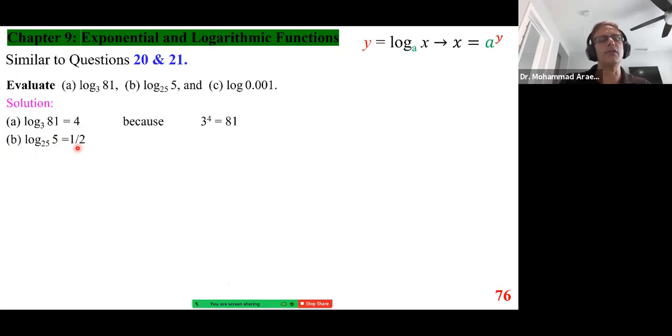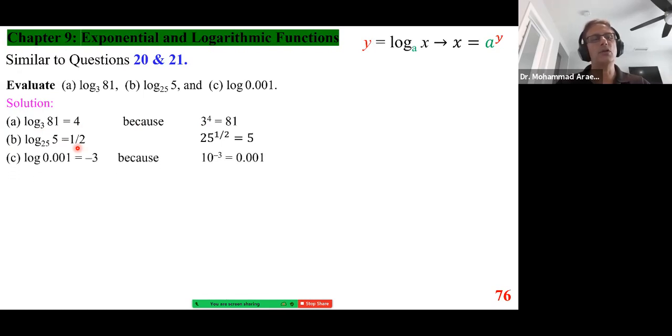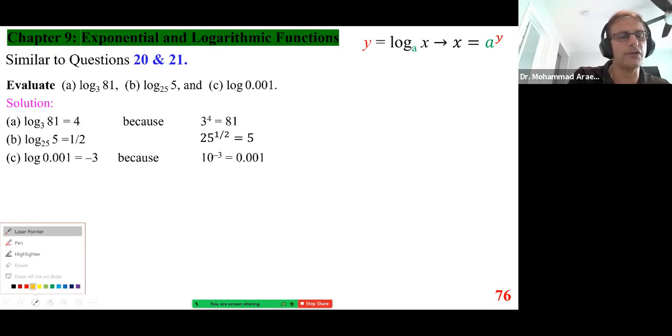Log base 25 of 5 is 1/2 because 25 to the power of 1/2 is 5. And log 0.001 equals -3 because 10 to the power of -3 is 0.001. What I want to go over is the methodology of finding it if you don't remember the numbers that easily.